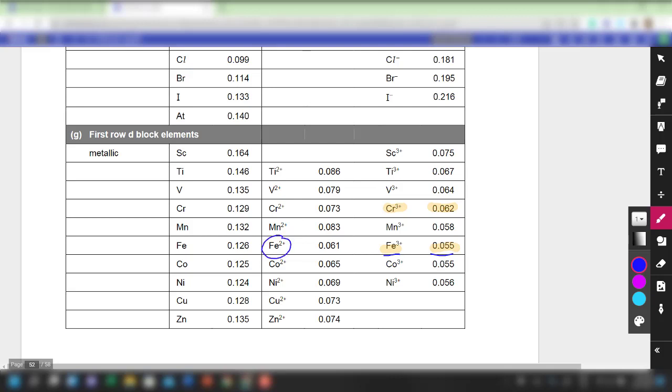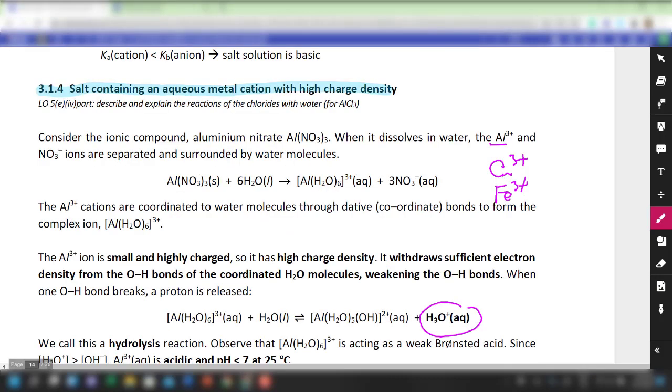But iron 2 plus, the solution is not very acidic. In fact, it's very close to neutrality pH. So the charge density, again, if you recall from what you learned in chemical bonding, is dependent on the charge over the cationic radius.